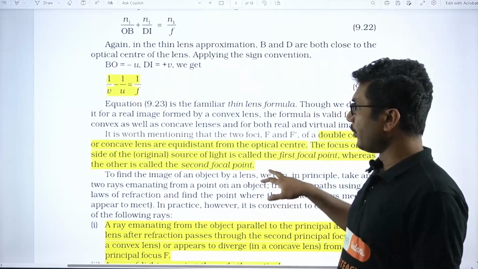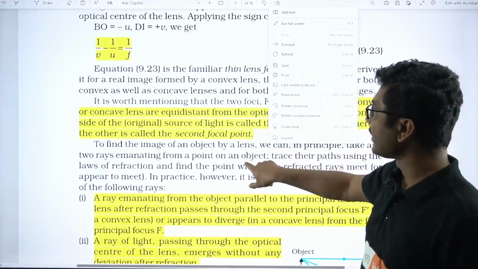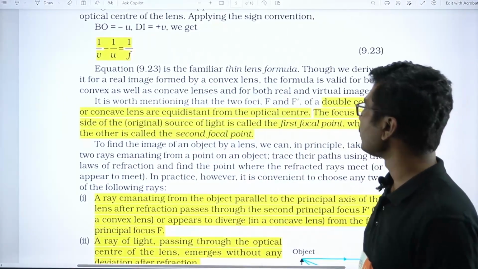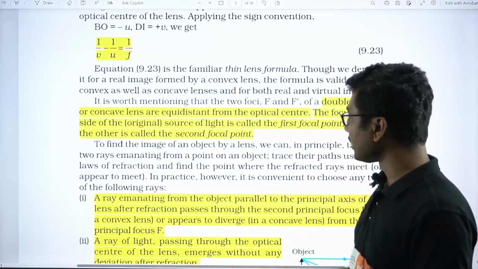Okay, now, the focal points of a double concave or convex lens are equidistant from the optical center. The focus on the side of the original source of light is called the first focal point, whereas the other side is called the second focal point.